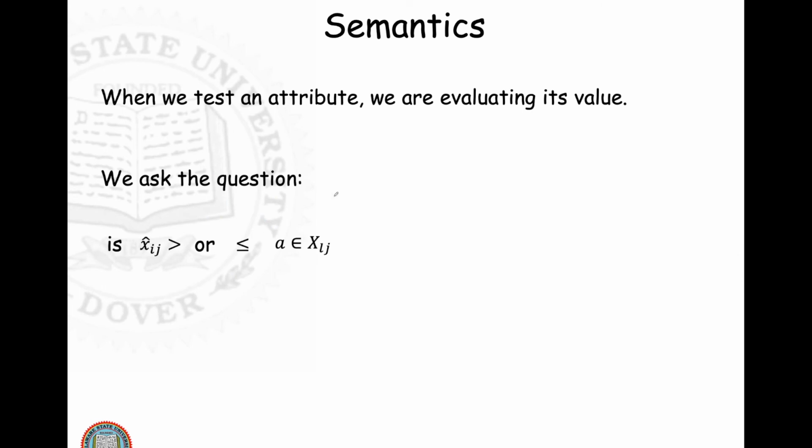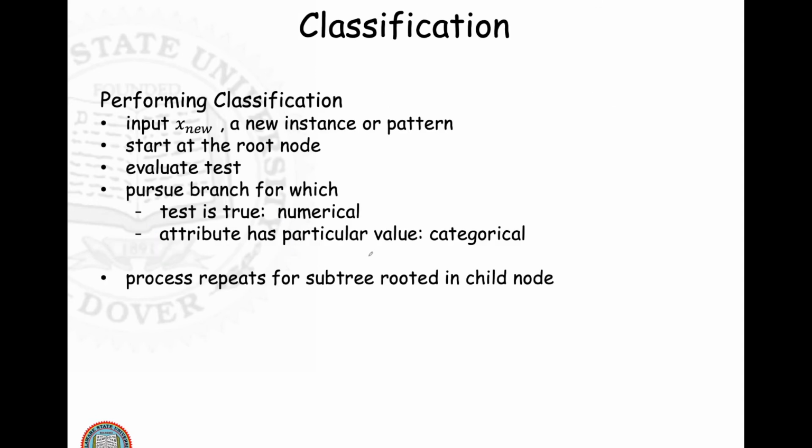All right. So in order to test an attribute, what you're doing is you're evaluating these values. And you're going to ask the question, for a given value, is that particular attribute greater than or less than or equal to a particular value, we'll call that a, drawn from the set of values for the domain of that particular attribute? Is it greater than a or less than or equal to a, drawn from the set of all the different values your attribute can take on over n many instances? And so that's going to be a yes/no question.